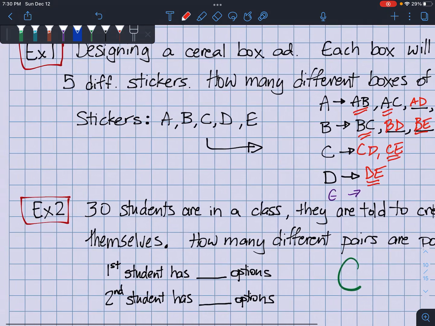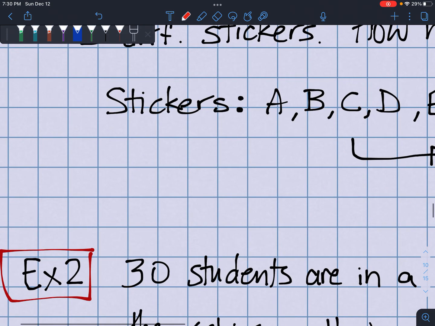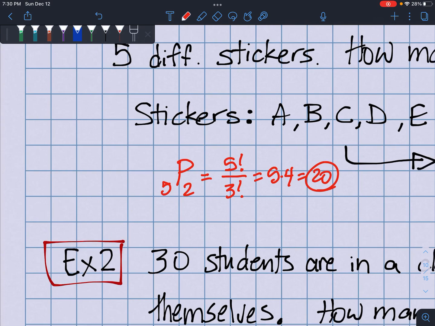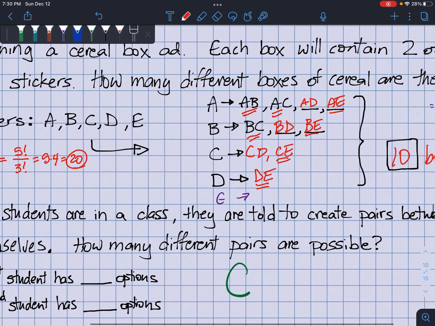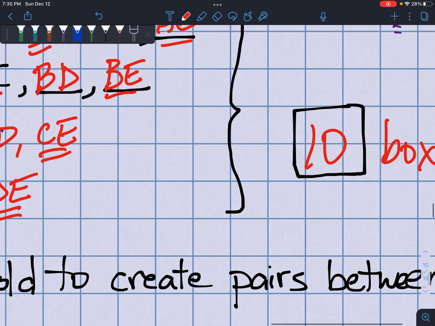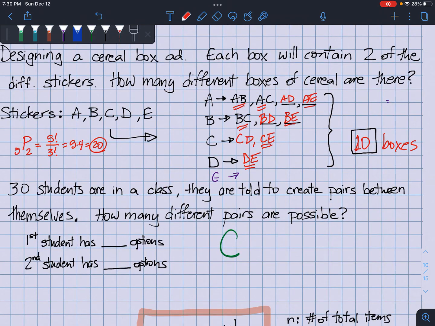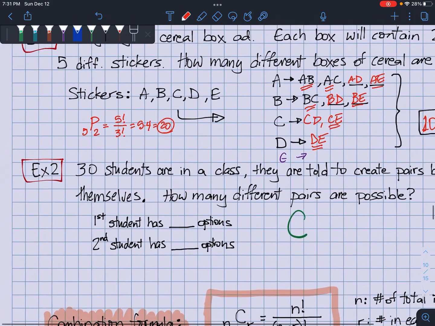Notice, had we paid attention to order in this case, and done the problem like we did last unit, I'd be doing 5P2, which would be 5 factorial over 5 minus 2, which is 3 factorial. So that would be 5 times 4, which is 20. Notice how that answer is twice this answer of 10. It's not always going to be twice, but notice it's greater. And so this takes us now to our next example.